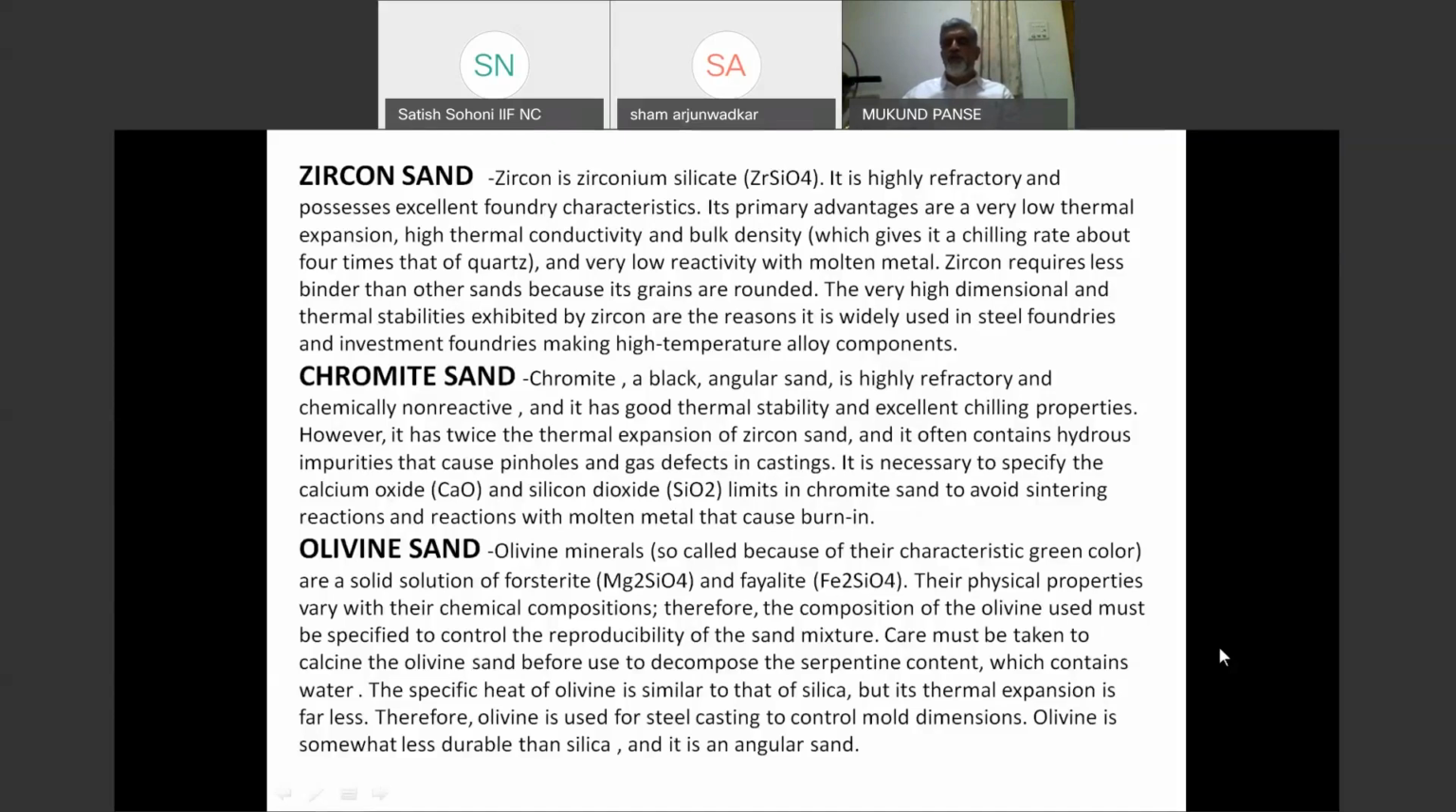It is used mainly for making manganese steel castings, because manganese doesn't react with this MgO and you get a much better surface. However, you have to use it calcined, because there is serpentine in this sand, and serpentine being hygroscopic absorbs moisture and you can get blowholes in the casting.